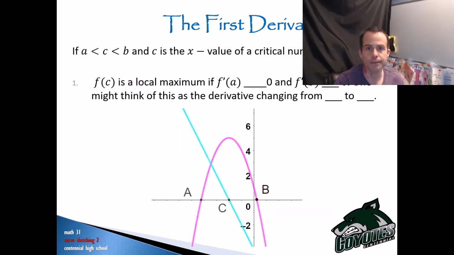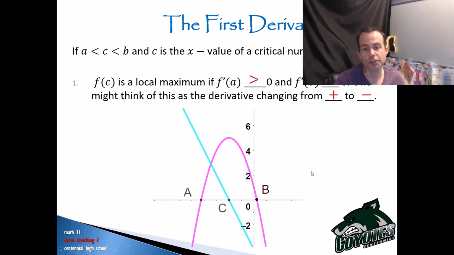So the first one: if a is less than c is less than b, which just means the point c is in between a and b, which I've shown you on the graph here, okay? And c is the x value of a critical number. Then f of c will be a local maximum if the derivative at a is greater than 0, so it's positive, and the derivative at b is less than 0. Okay, one might think of this as the derivative changing from positive to negative.